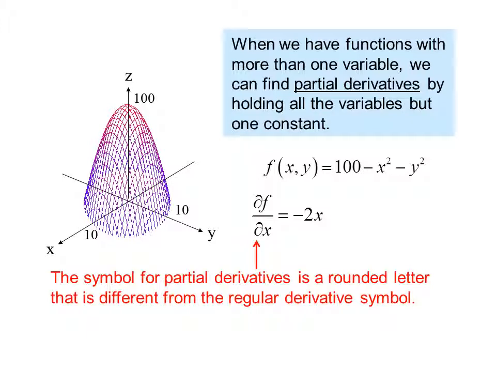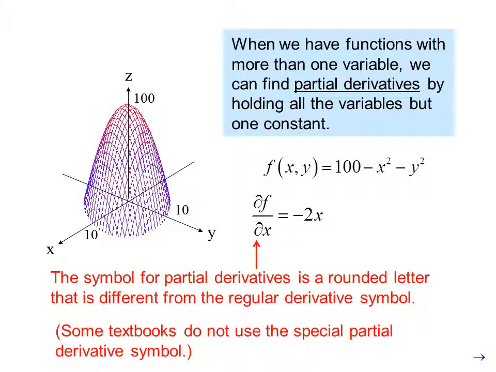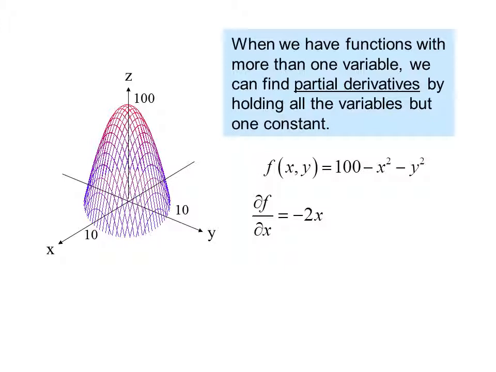The symbol for partial derivatives is a rounded letter that is different from the regular derivative symbol. Some textbooks do not use the special partial derivative symbol. The second partial derivative of f with respect to x is negative 2.